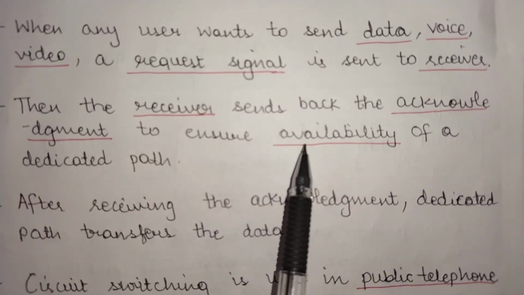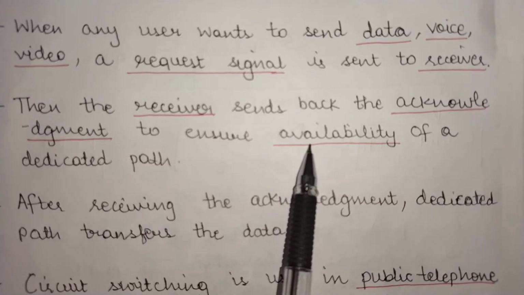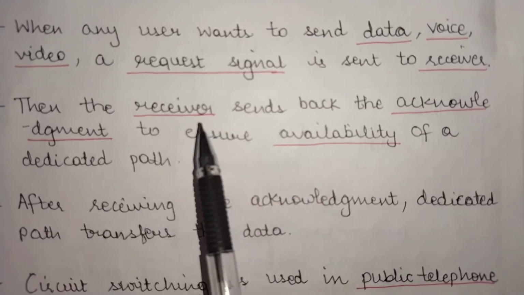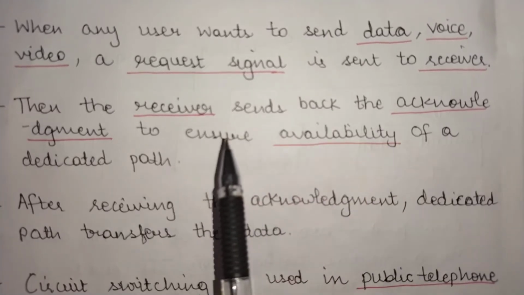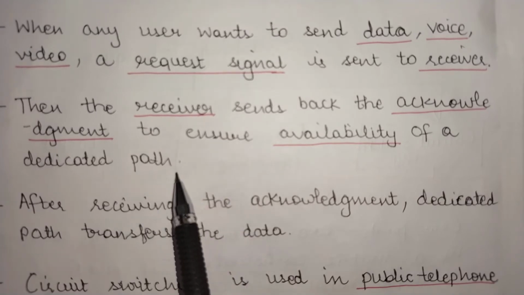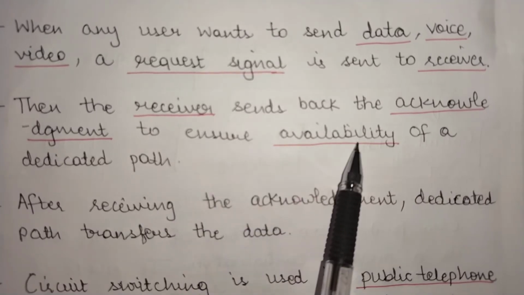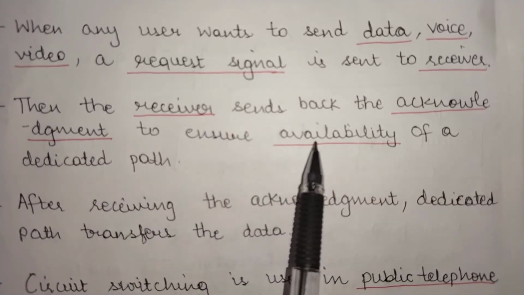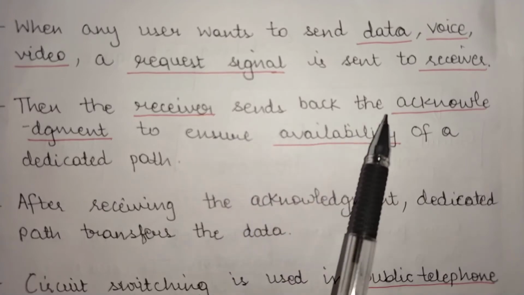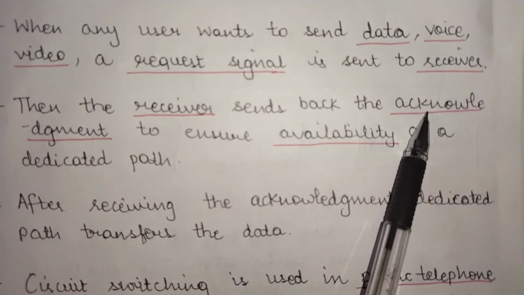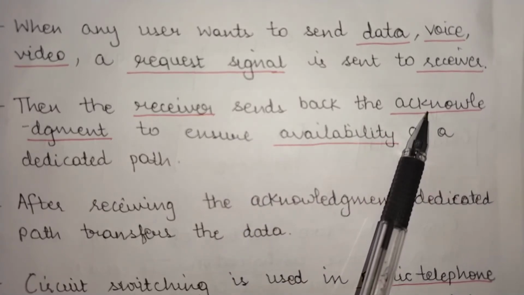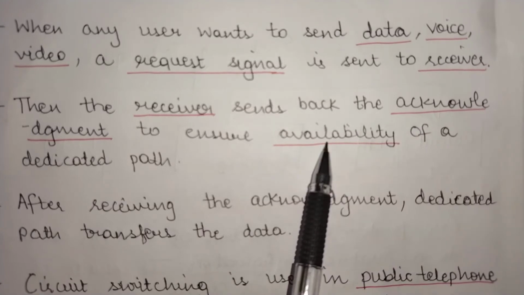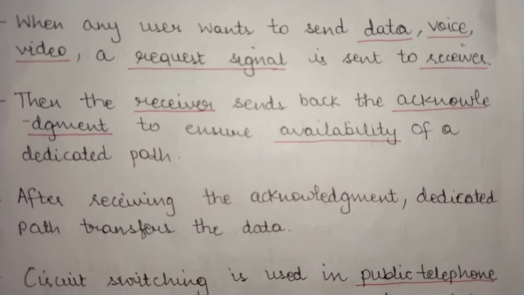So if such a dedicated or exclusive path is available, then the receiver will send back an acknowledgement to the sender. If there is no such path available, then the receiver will not send an acknowledgement. Only if such a path is available will the receiver send an acknowledgement. So an acknowledgement to the sender itself means that there is availability of an exclusive or dedicated path.